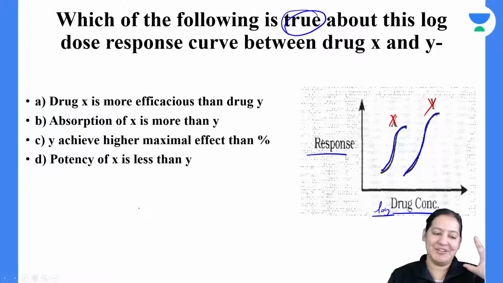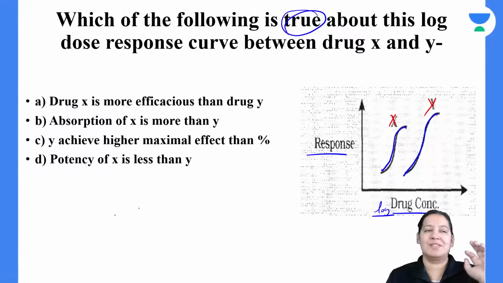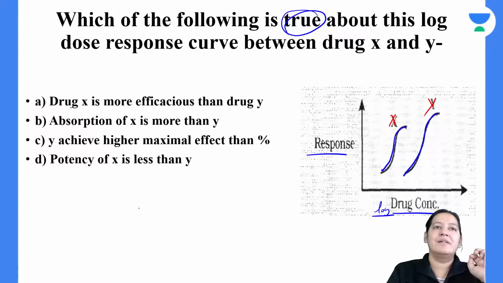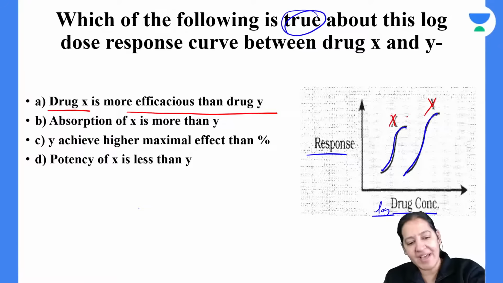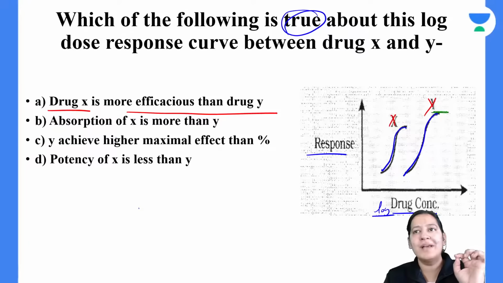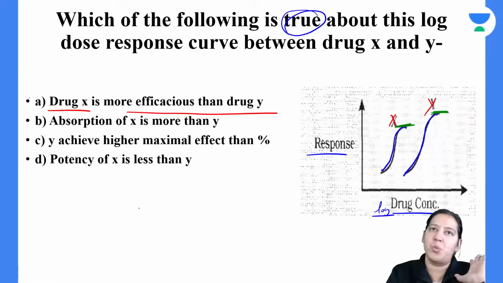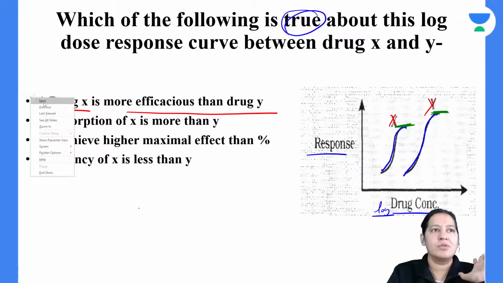Okay, listen. I will read it for you. One by one, we will study all the options. So the first option is drug X is more efficacious than Y. Right? No, it is the reverse. Drug Y is more efficacious than X. You can see Y is taller and X is smaller. So Y is more efficacious. It is not X, it is Y. So this statement is wrong.